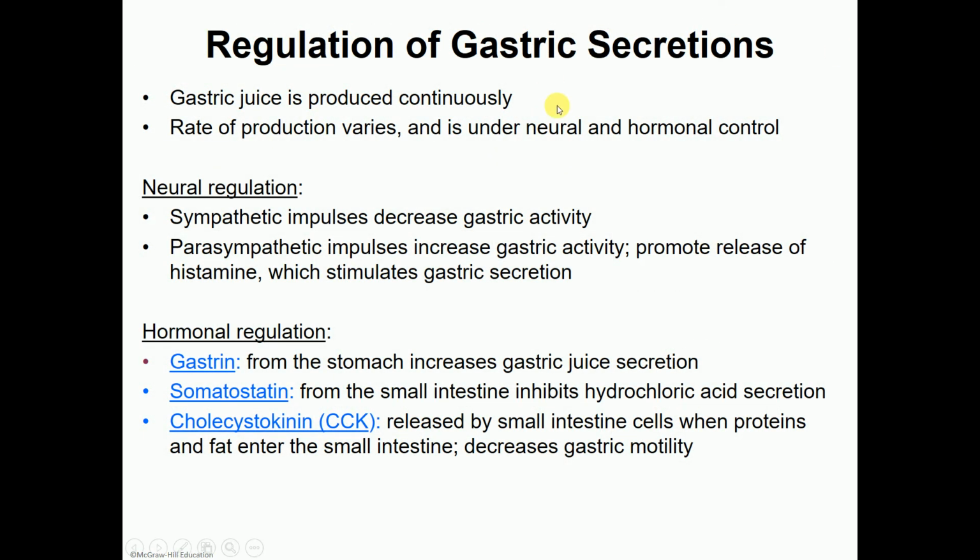Now, how does the stomach know that it's time to start making these secretions? Well, it's under the influence of nervous control due to the parasympathetic stimulation, mostly coming in through the vagus nerve, which is the 10th cranial nerve. These stimuli coming from the parasympathetic will stimulate, again, both motility and secretion, including the gastric secretions. But there's also a hormonal control, and we'll talk about these different hormones.